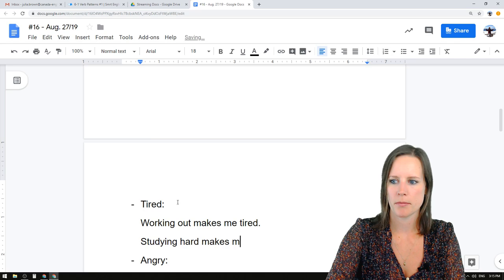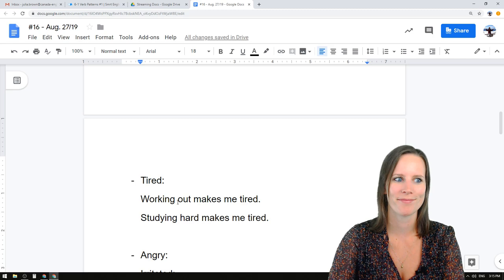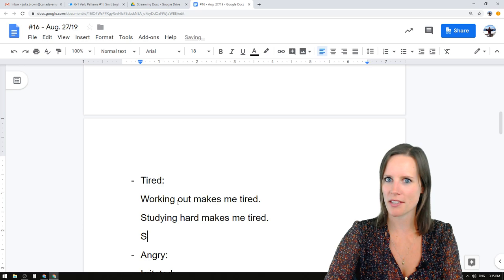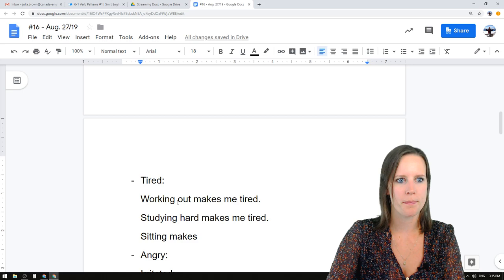Fair, a good example. Taking time to yourself makes you happy. Yeah, me too. Very important. Mustafa, sitting makes you tired? Really? That's interesting. I guess you're right. Yeah, if you're sitting too much, you get a little bit, we call it lethargic, lazy, tired. Sitting makes me tired. Good.